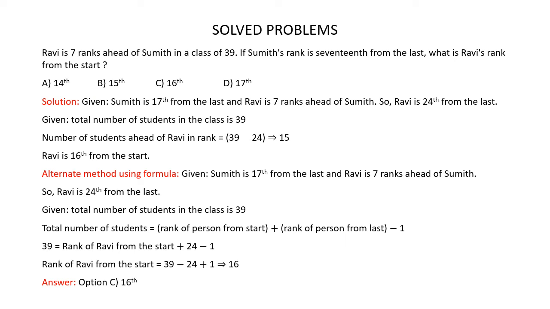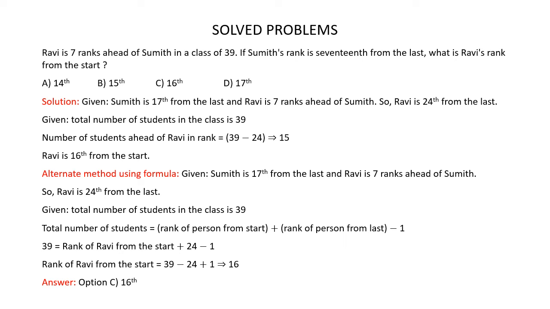Now it's given that Sumit is 17th from the last and Ravi is 7 ranks ahead of Sumit. So Ravi is 24th from the last. That is, 17 plus 7 is 24. It's given that the total number of students in the class is 39. So number of students ahead of Ravi in rank is 39 minus 24, which is 15. So there are 15 students ahead of Ravi in rank. So this means that Ravi is 16th from the start.